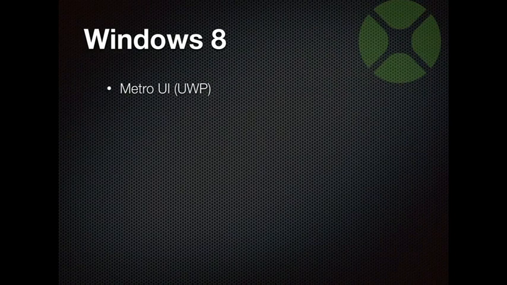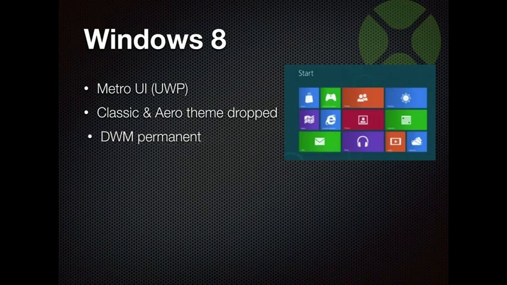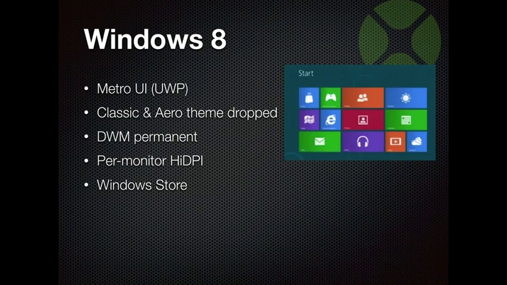Windows 8 introduced the Metro UI, now known as UWP. It dropped the classic theme and also the Aero theme. DWM, which was introduced in Windows Vista and 7, was actually optional in those operating systems, but in Windows 8, that became permanent. And they also added support for per monitor high DPI support. They introduced the Windows Store, so you can add your app to the store and have other people download that way.